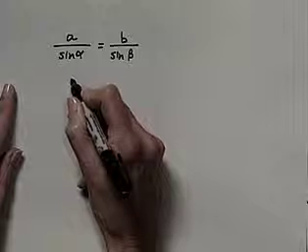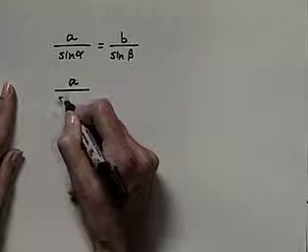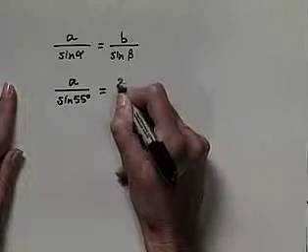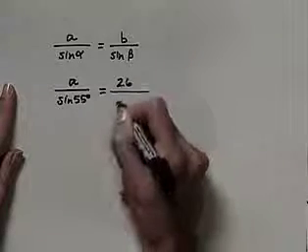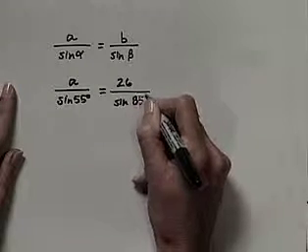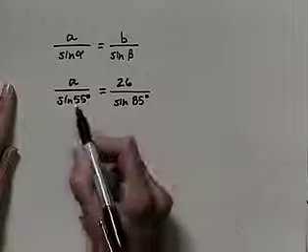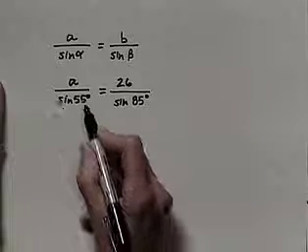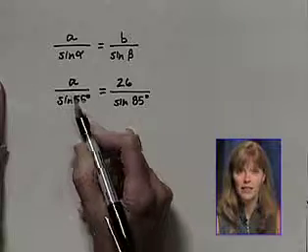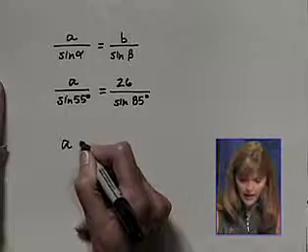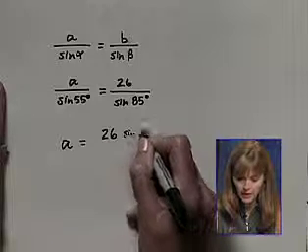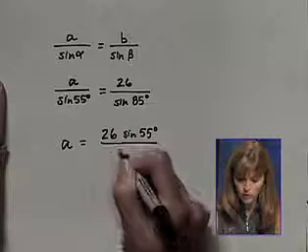I can substitute in known values now. We'll have A divided by the sine of 55 degrees equals the length of side B, which we're given as 26, and the measure of angle beta, which was 85 degrees. Now to solve for A, if we multiply both sides of this equation by the sine of 55 degrees, we'll end up having A isolated. Let's do that now. We'll have A is equal to, and we're going to put that multiplication by the sine of 55 degrees as part of the numerator.